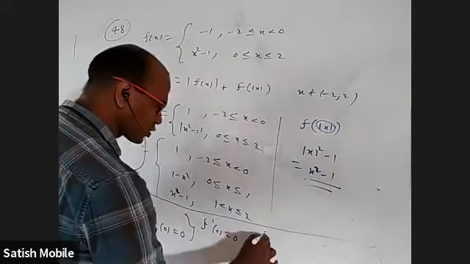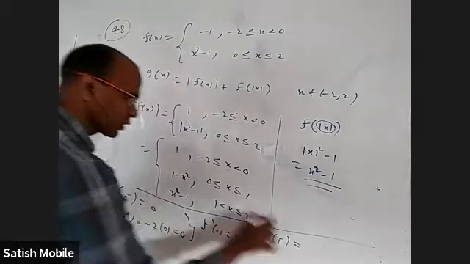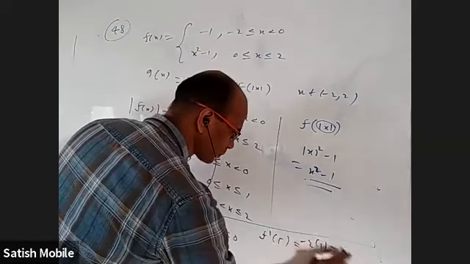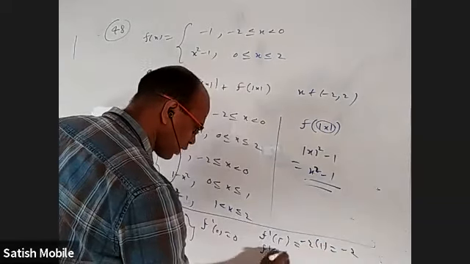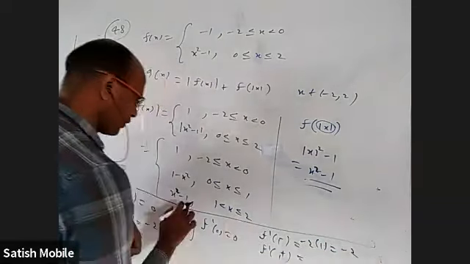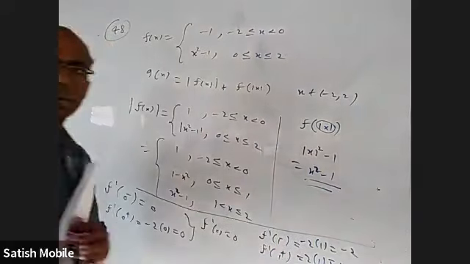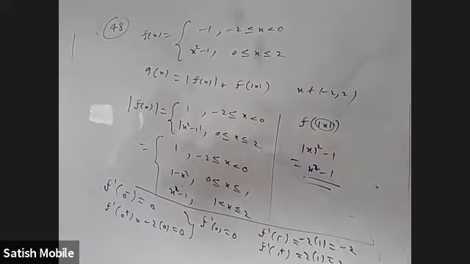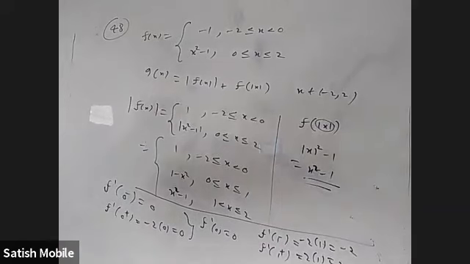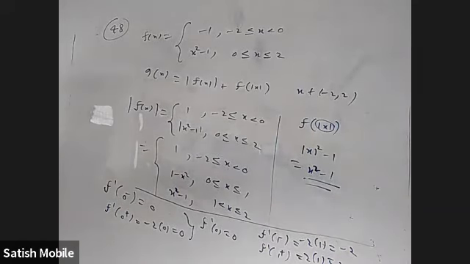Here f dash 1 minus, now differentiate this, minus 2 into 1, minus 2, and f dash 1 plus, when I differentiate this, it will be 2 into 1. Because their left hand derivative and right hand derivative at 1 are different, it is not differentiable there. So finally, only at 1 it is not differentiable, everywhere else differentiable.